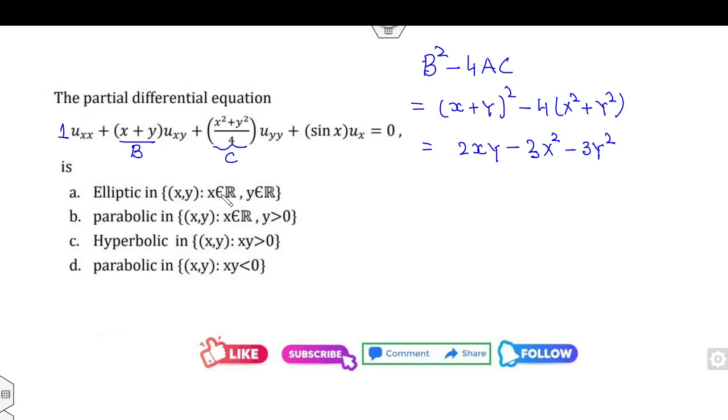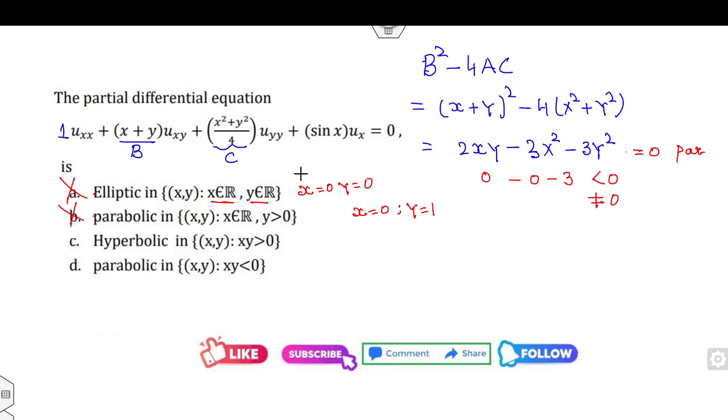Is it possible? For all x, it is not possible, because if I choose x is 0, y is 0, because he said for all x. If you choose x and y both 0, this value will be 0, that means it's a parabola, but he said elliptical. When y is positive, x can be anything. Can it always be 0? No, because if you choose x is 0, y is equal to 1, then this is 0, this is 0, this is minus 3, which is not equal to 0. That means it is not a parabola.